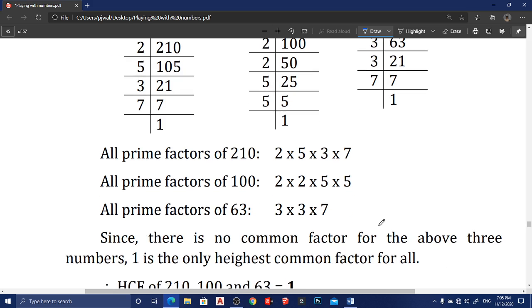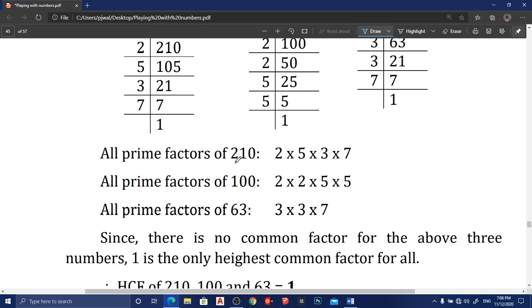Out of these three, observe that 2 is occurring only 2 times; there is no 2 here. 5 is occurring only 2 times. A factor should occur in all the three numbers, like in LCM you should not take the minimum 2 times. Here also it is not there. 3 is only here. 7 is only here and here; there is no 7 here. So there is no common factor for the above 3 numbers. 1 is the only highest common factor for all.